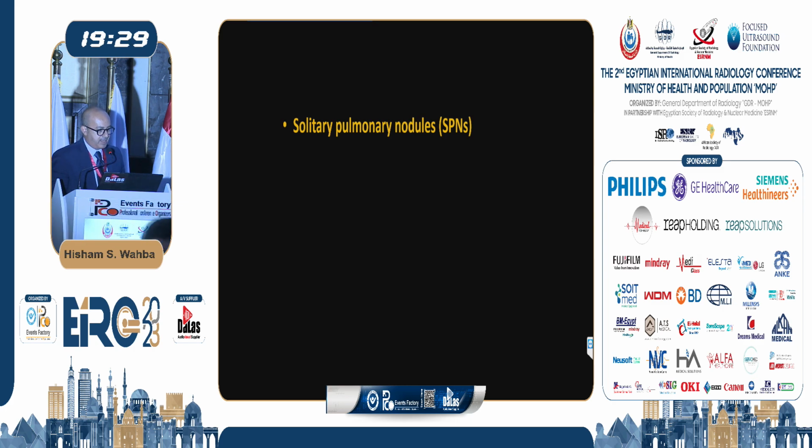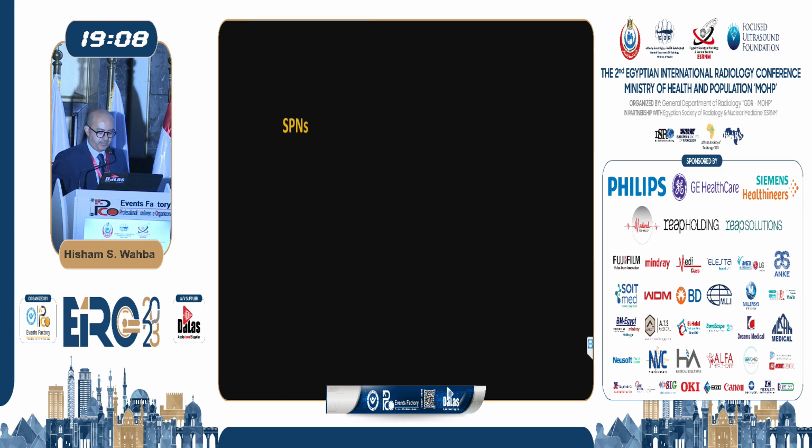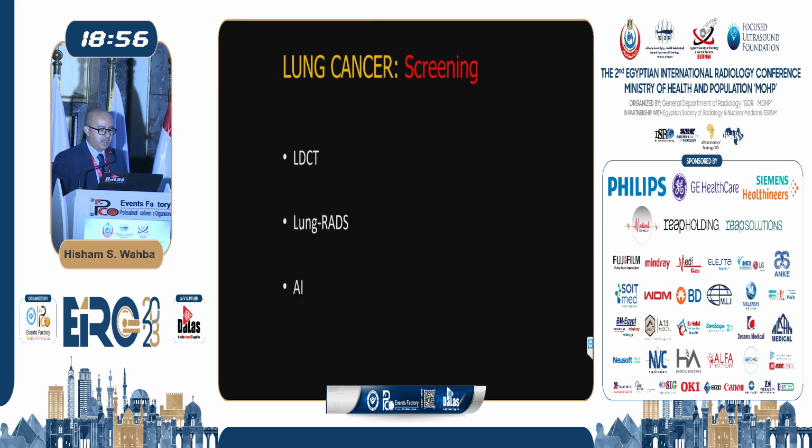So the dilemma that Dr. Iman talked about is the solitary nodules, which is a very suspicious topic because nodules are always worrisome whenever we see them. A nodule, by definition, is a round, opaque structure smaller than 3 centimeters, and it is the most common finding on CT chest. Solitary pulmonary nodules can be malignant, primary or metastatic, or benign tumors, or even infectious diseases. I'm not going to go through them again.